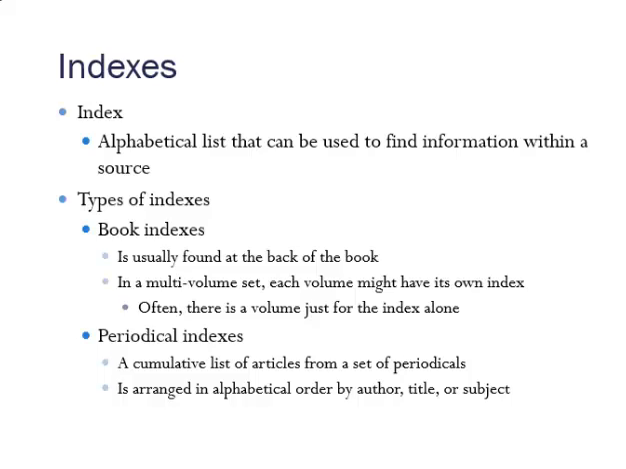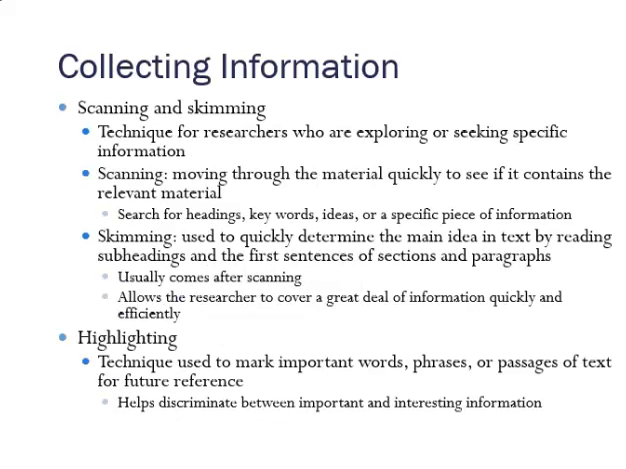So what an index is, it's basically a list of categories in the back, and then you can go through each category and make a determination of what's relevant to you. You can also have a periodical index, which is a cumulative list of all articles from a set of periodicals, like a law review or a newspaper or magazine, all the subscriptions, all the issues from the last year. You can have an index that covers all the subjects that were covered that year. They can be arranged in alphabetical order by author, title, or subject.